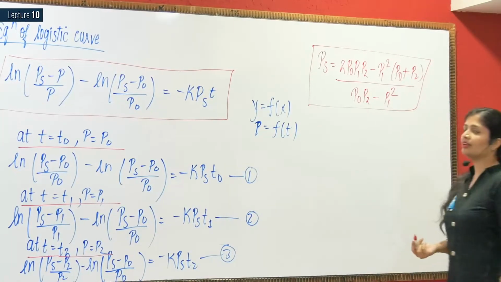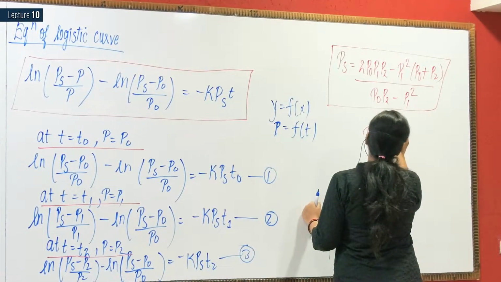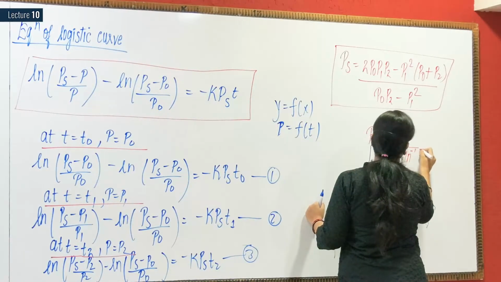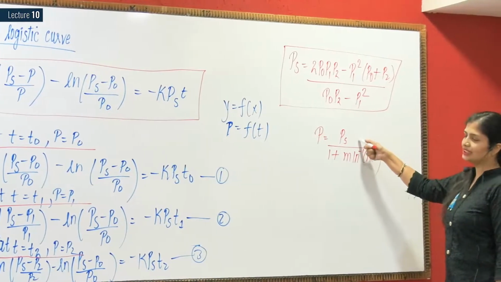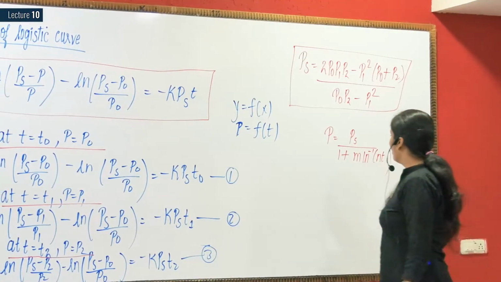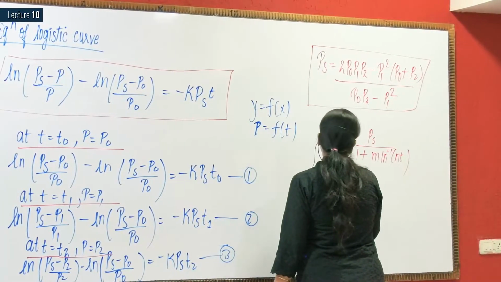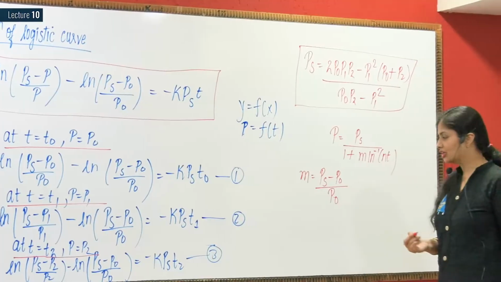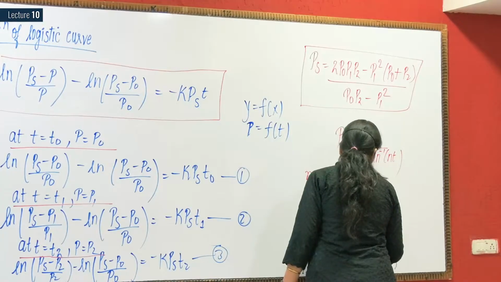Fine. Now, second thing is P is equal to PS upon 1 plus M log inverse NT. So if you want to calculate the population at any time, you have to calculate saturation population. PS is the saturation population, which I have already told you. Now, what is this M and what is this N? Simply, M is PS minus P0 upon P0.